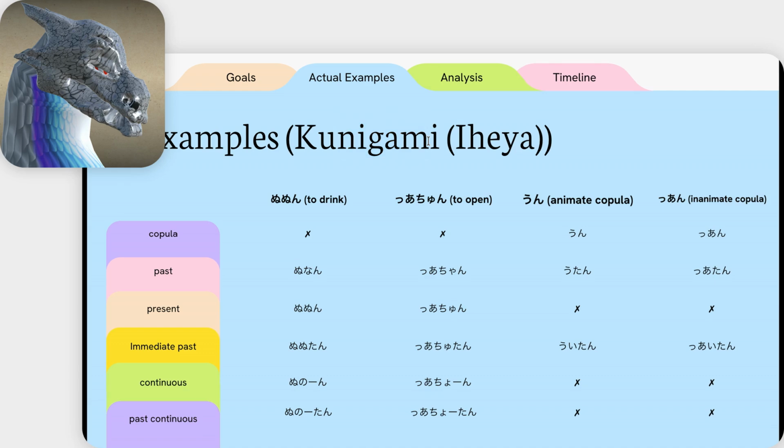Itan. Okay, that was 7 seconds. That was basically the immediate past of the copula. So that basically means was just there, or kind of thing, for any animate object.